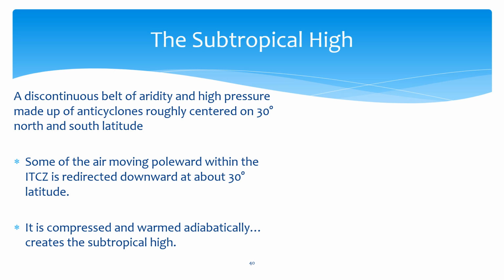It is getting much, much colder and denser. And by the time it is redirected downward at about 30 degrees latitude, as it descends, it is being compressed and warmed adiabatically. It's being warmed a lot. And as it's compressed, what little moisture is still remaining in that air is, in general, squeezed out. There's not a whole lot of moisture left in that air by the time it gets down to the Earth's surface, and this creates our areas of these subtropical highs.